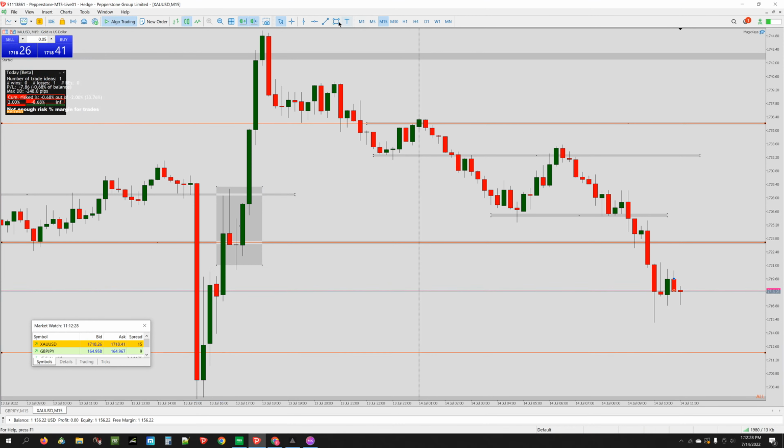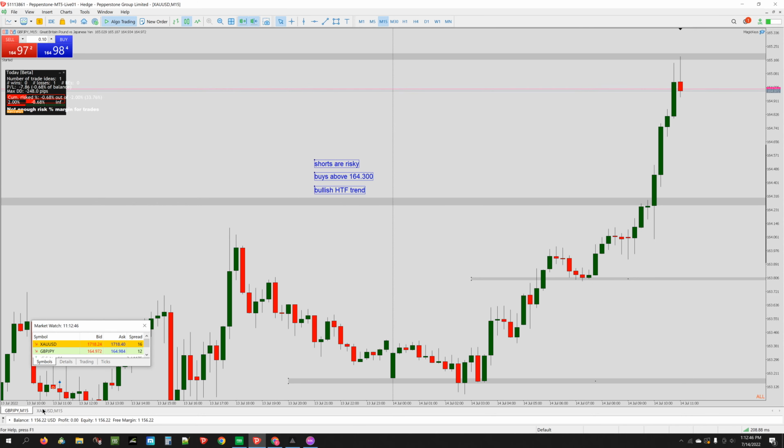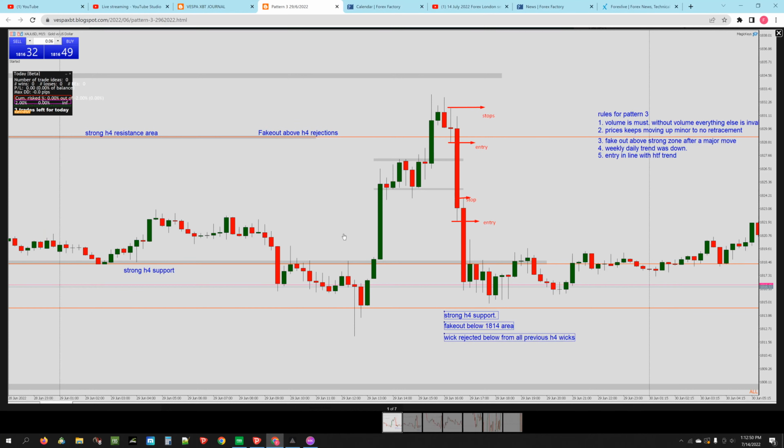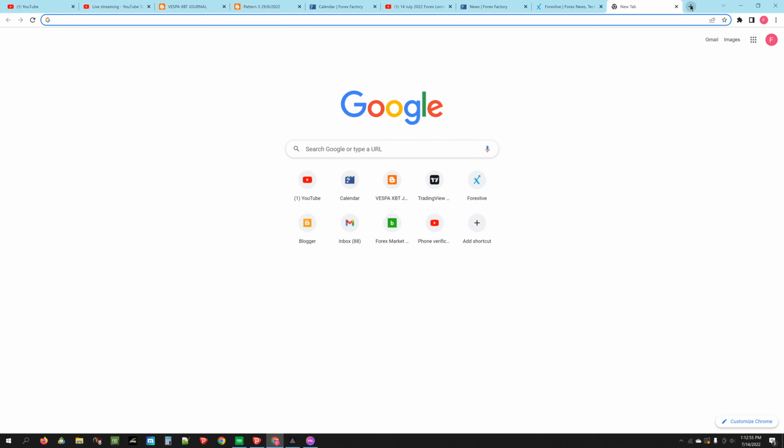And for now, in my opinion, we are just forming a consolidation. We will potentially drop down further, and later on we may be able to capture a trade based on pattern 3. But at this point, there is nothing. We executed on a trade, we got stopped out.